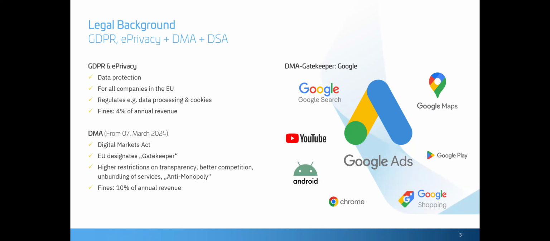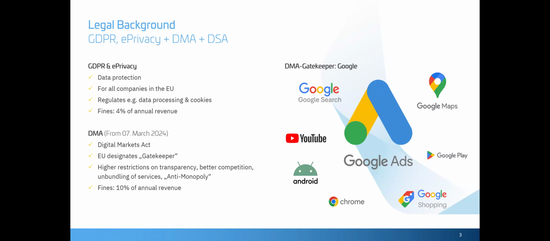The new thing now is the DMA and the DSA. That's two legal frameworks in the EU that are targeting specifically big customers or big companies. The DMA is the Digital Markets Act. The DSA is the Digital Services Act. Both are kind of influencing why we have the Google Consent Mode, but the main thing is the DMA.